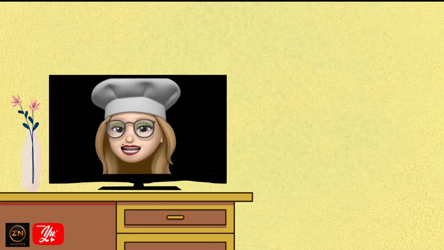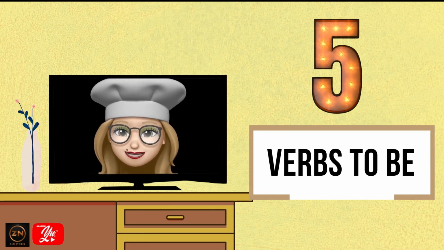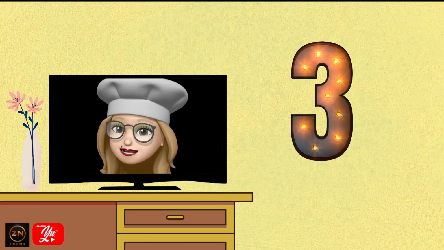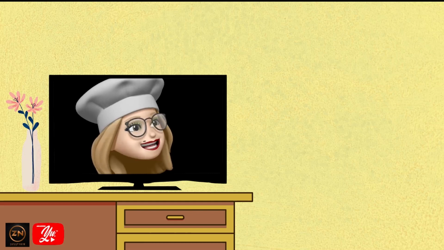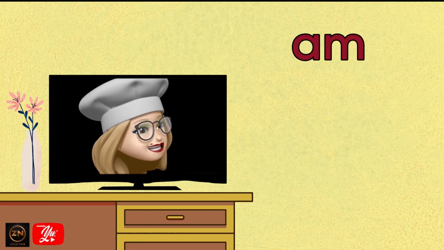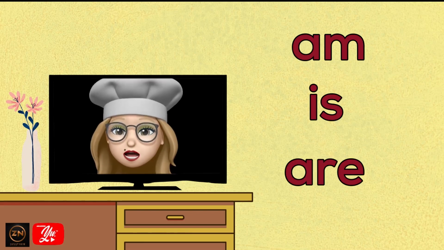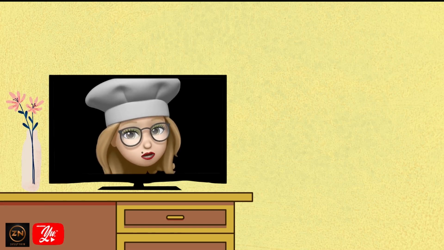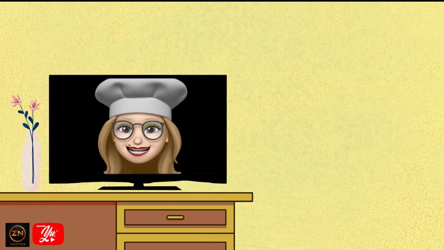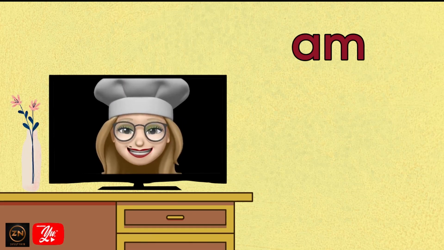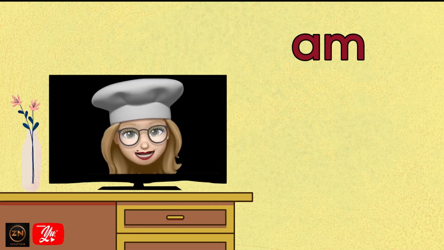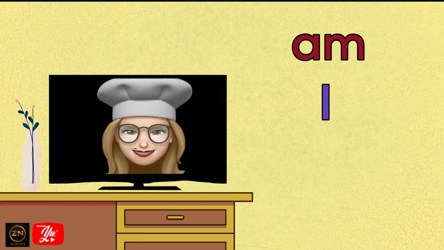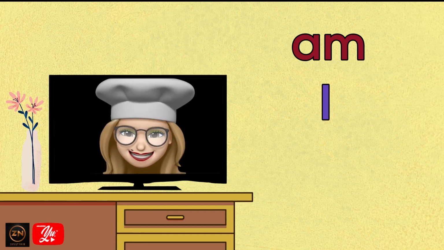In English, there are 5 verbs to be. But for today's lesson, we are only going to look at 3 of them, which are am, is, and are. Alright, so let's look at them one by one. The first one, am. This one is easy. Am is only used for I. Hanya digunakan untuk pronoun I.